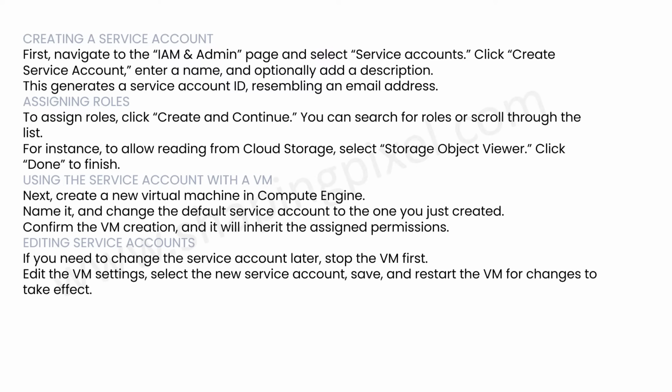Next, create a new virtual machine in Compute Engine, name it and change the default service account to the one you just created. Confirm the VM creation and it will inherit the assigned permissions. If you need to change the service account later, stop the VM first. Edit the VM settings, select the new service account, save, and restart the VM for changes to take effect. Service accounts offer flexibility and can be used across projects. Now you know how to create, assign roles, and manage service accounts in GCP.